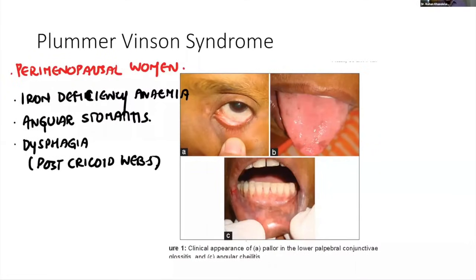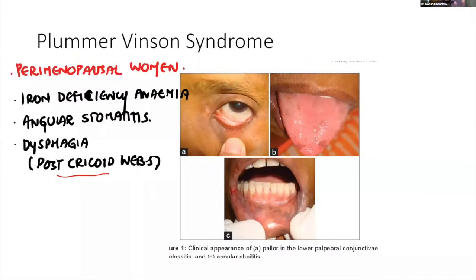Plummer-Vinson syndrome, also known as Patterson-Kelly-Brown syndrome, has also been asked many, many times in the exam. You can see that patients will usually have iron deficiency anemia, angular stomatitis or glossitis, and dysphagia due to post-cricoid webs. This condition is more common in perimenopausal women, and it increases the risk of hypopharyngeal cancer and squamous cell carcinoma of the esophagus.